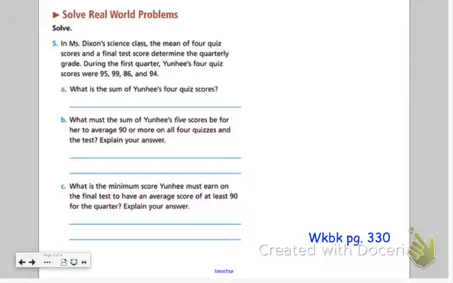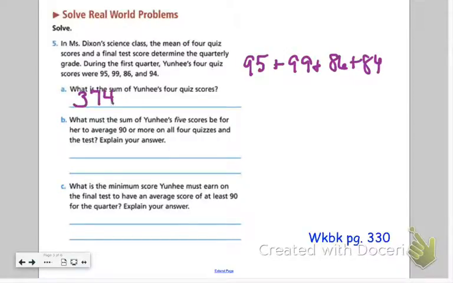So far, if you add up your 95 plus your 99 plus your 86 plus your 94, what is the sum? It adds up to 374. So far, it looks like Yunni has 374 points. That's the sum of her 4 quizzes.